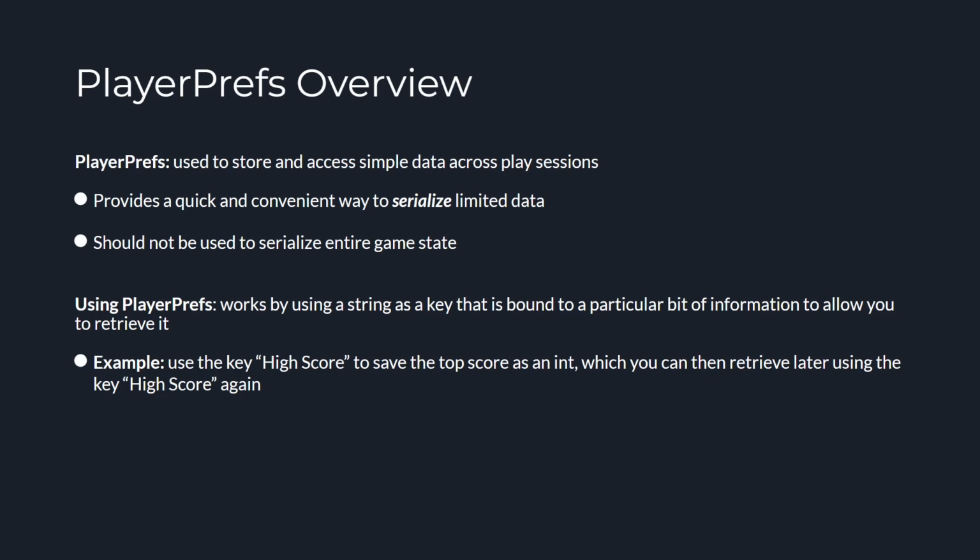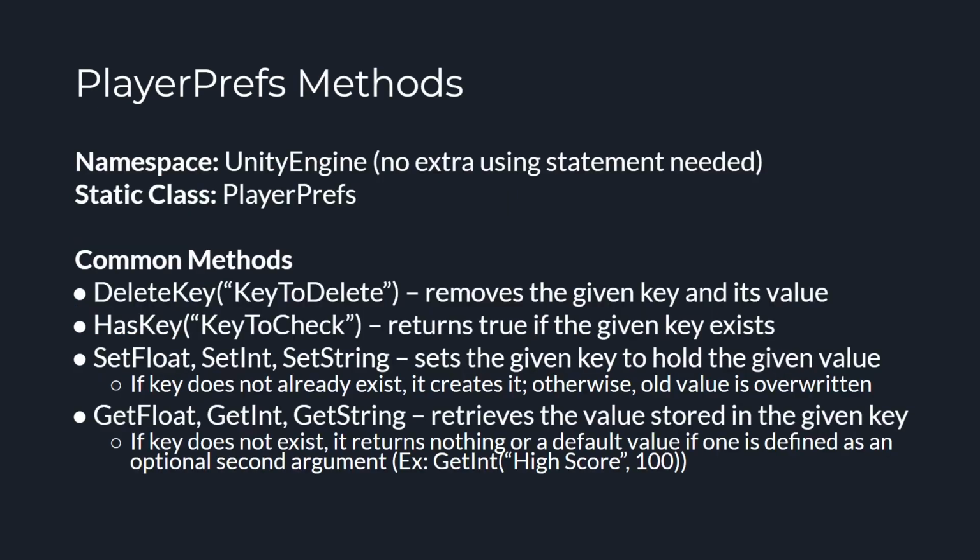And in the case of player preferences, the key is always a string. The value has to be an int, a float, or a string, right? You have only certain things that you can use. So imagine you have the key high score. You want to use that to save the top score as an integer, which then you can later retrieve. So you use that high score key again. You ask for it, and you would get it back, right? So you don't have to necessarily say using UnityEngine, blah, blah, blah. It's just part of the standard. And the class it belongs to is PlayerPrefs.